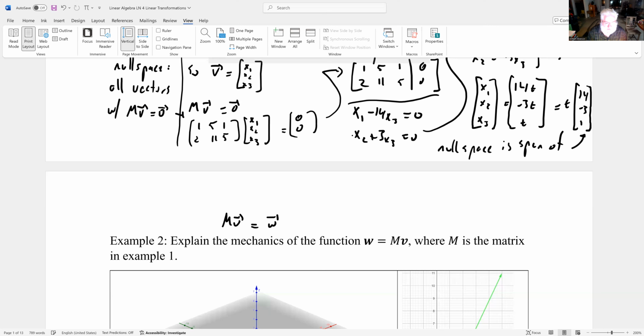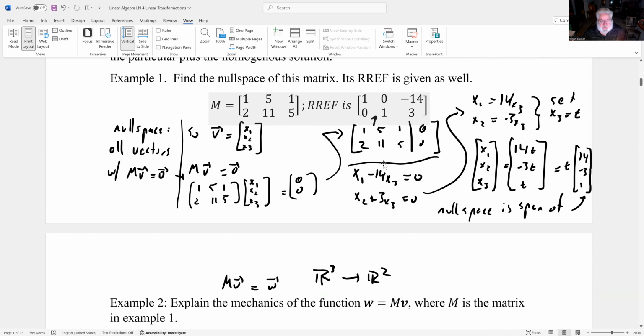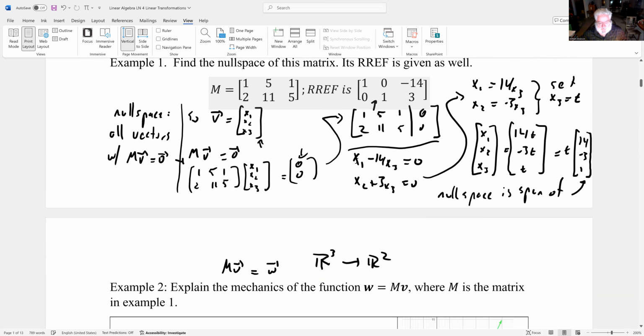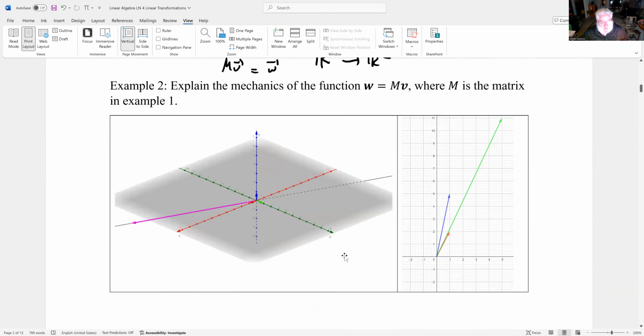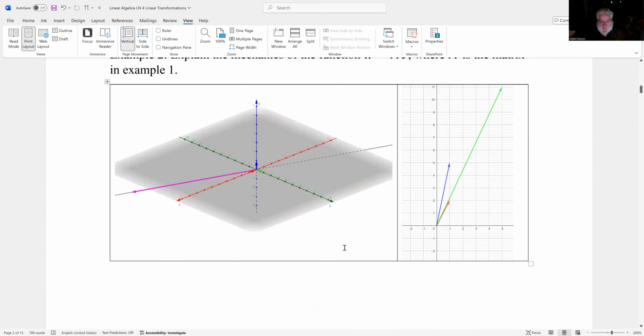We want to think of this function now, Mv equals w, as a function from 3-dimensional space into 2-dimensional space. Right? Because we take as inputs 3-dimensional vectors, we get as output 2-dimensional vectors. So here's a picture. This is the domain. This is the codomain.